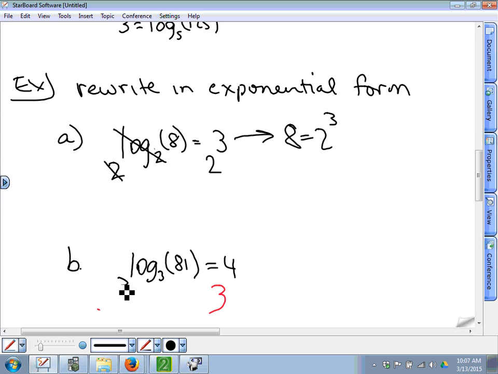So, did we use the base of 3 on both sides? Yeah. So 81 equals 3 to the 4th.